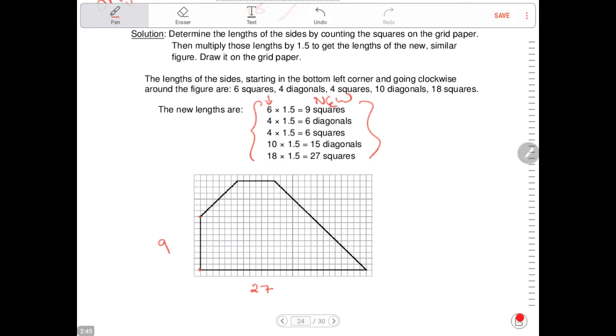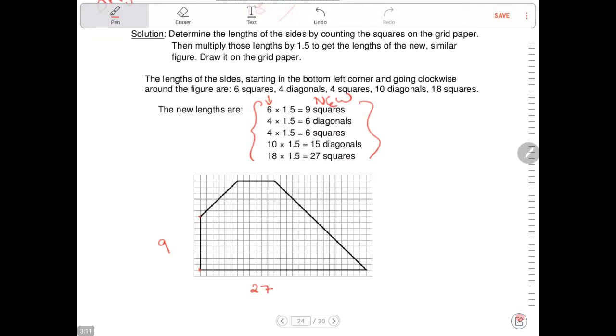The point is, what do you do? You start with your original sides, figure out the lengths. Then multiply those lengths by the value given to you in the question. In this case, it was 1.5, but of course that will not always be the case. Once you have those new values, and of course they'll be larger or smaller, redraw your shape, and please use graph paper to do this because you want everything to be exact.